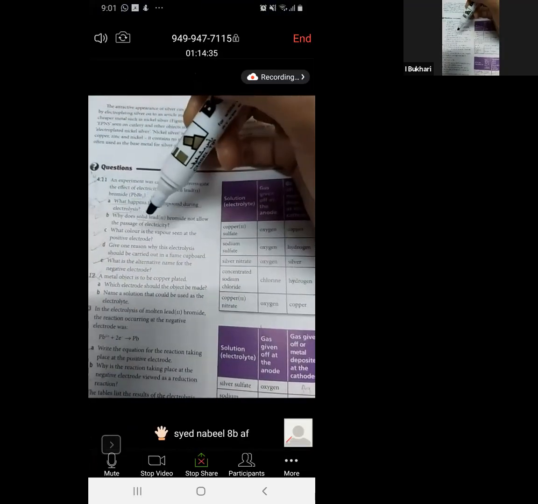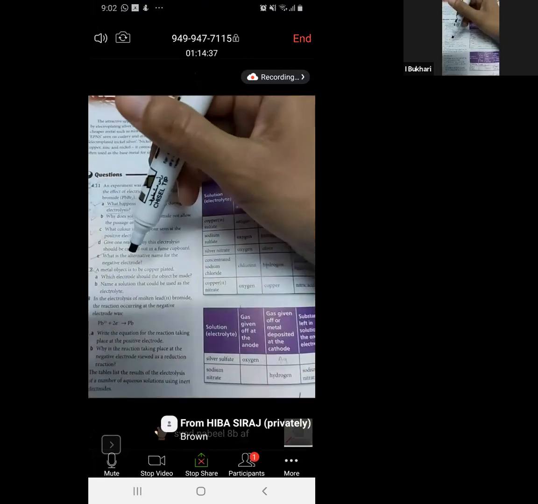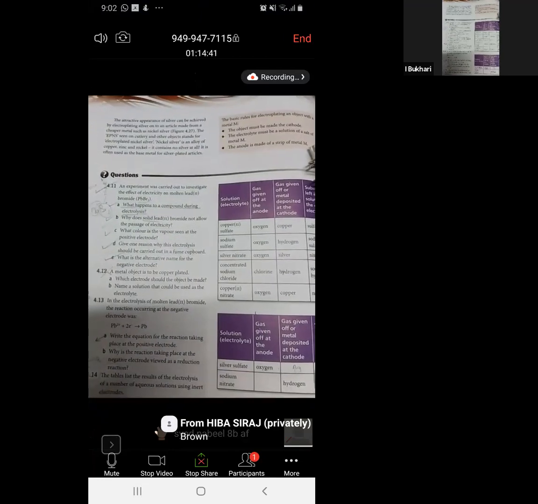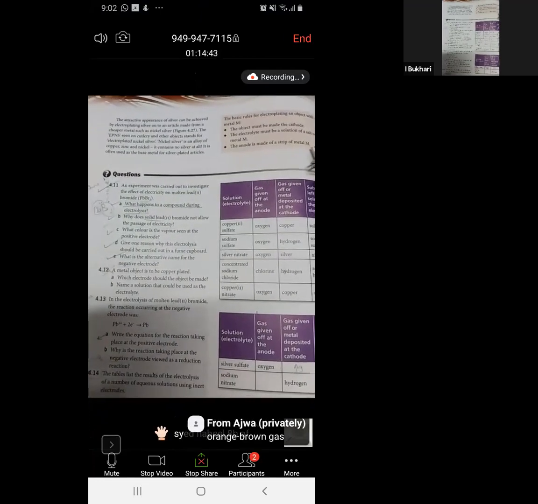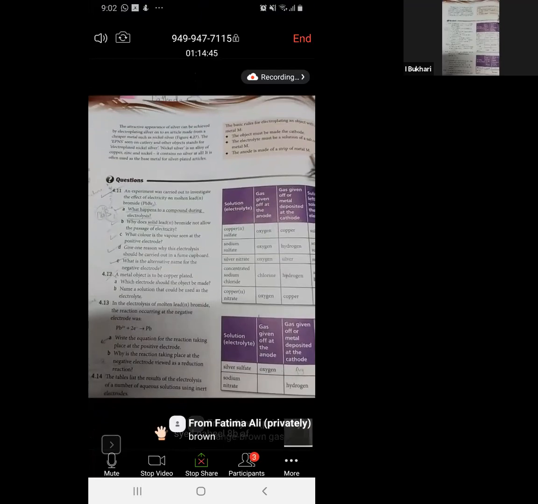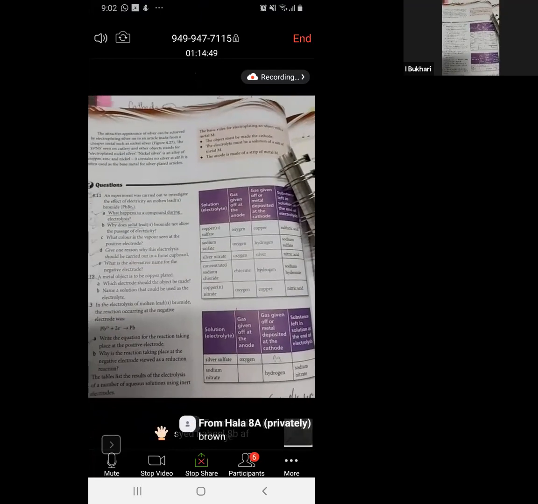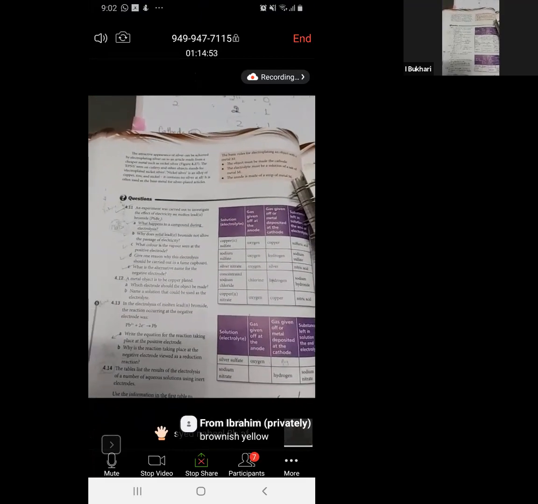What color is the vapor seen at the positive electrode? Brown. Brown vapors? Is the color brown? Are you sure? Okay, orange-brown vapors or gas. Yes, good job.